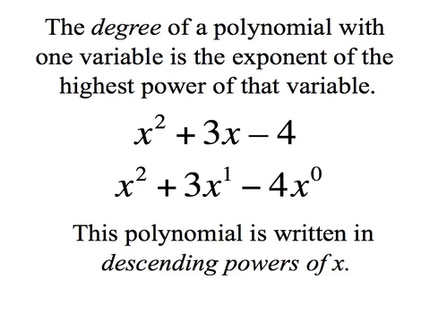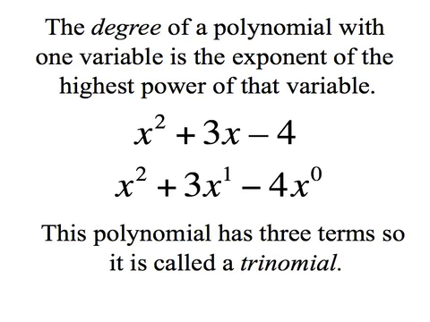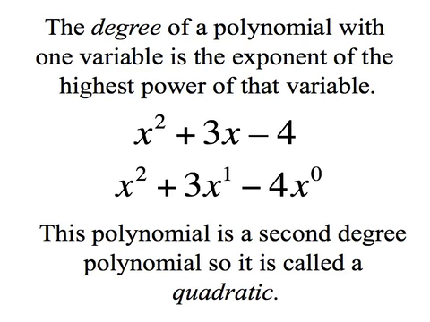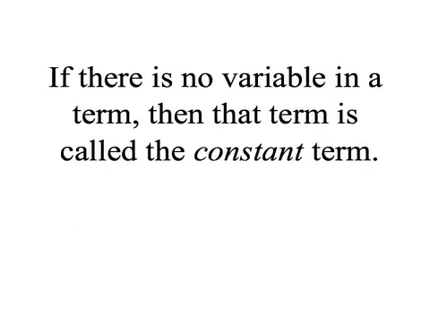polynomial. This polynomial happens to be written in descending powers of x, because you can see from left to right the powers go 2, 1, and then 0. This polynomial has 3 terms, so it is called a trinomial. And the polynomial is a second-degree polynomial, so it is called a quadratic.